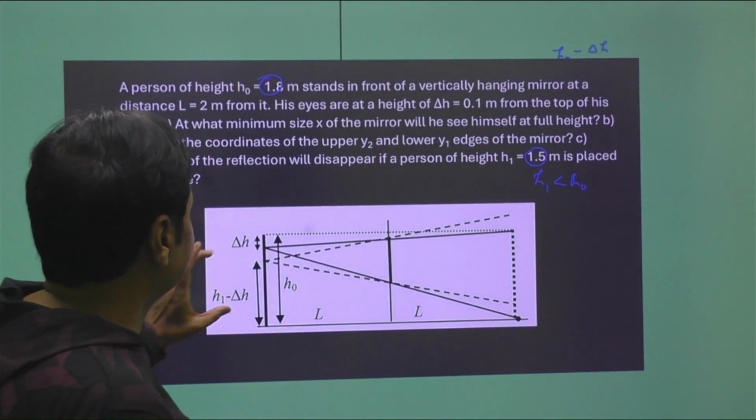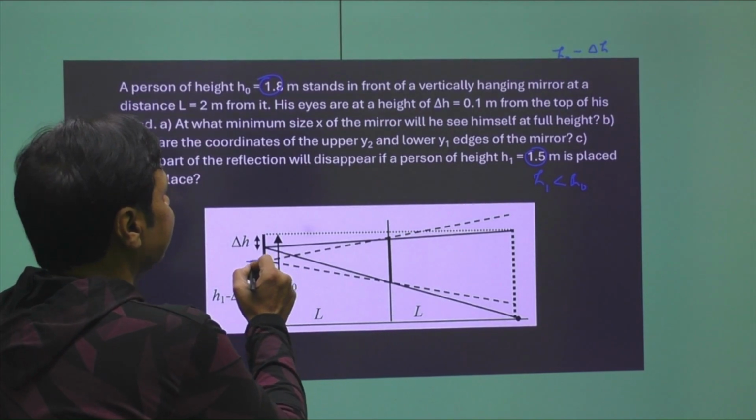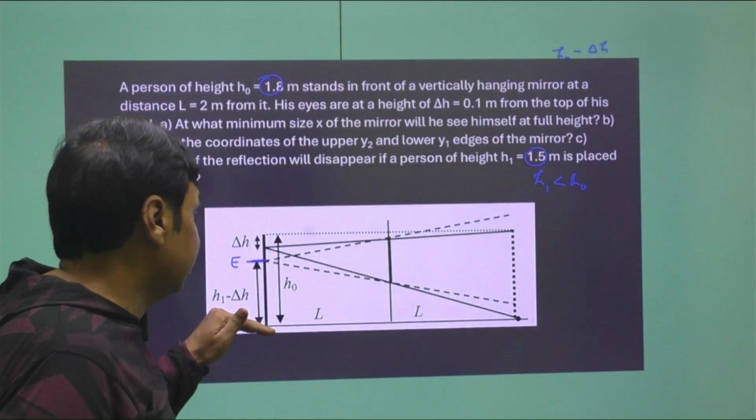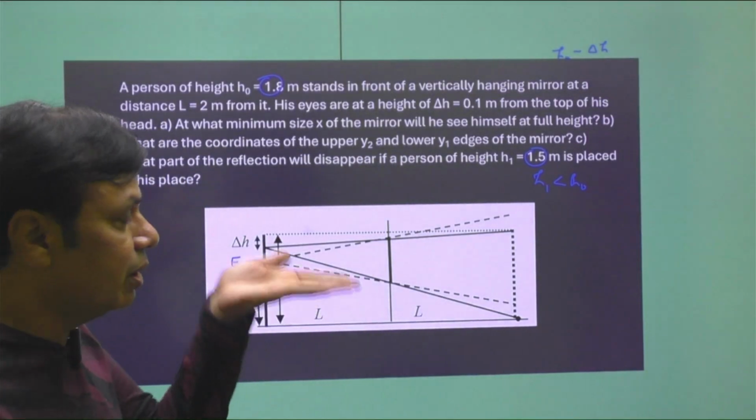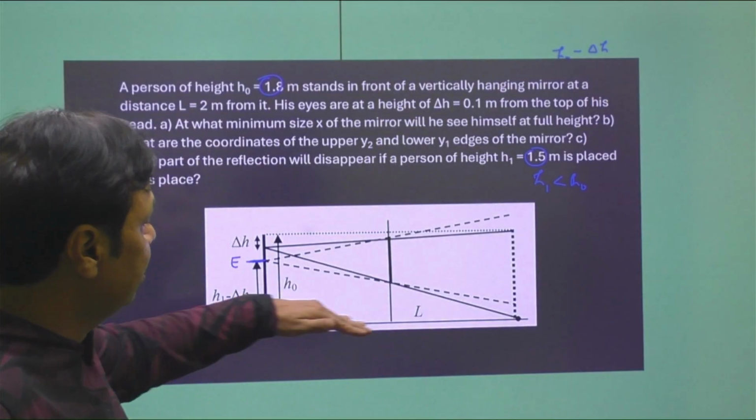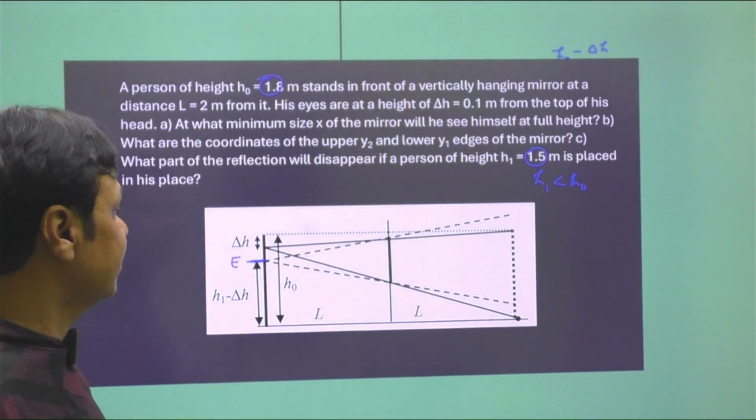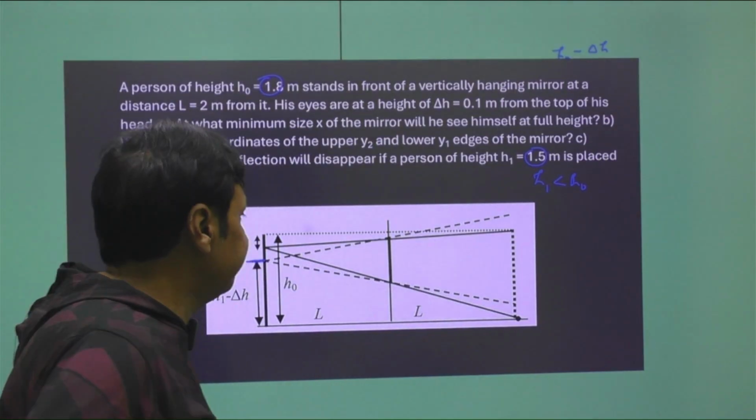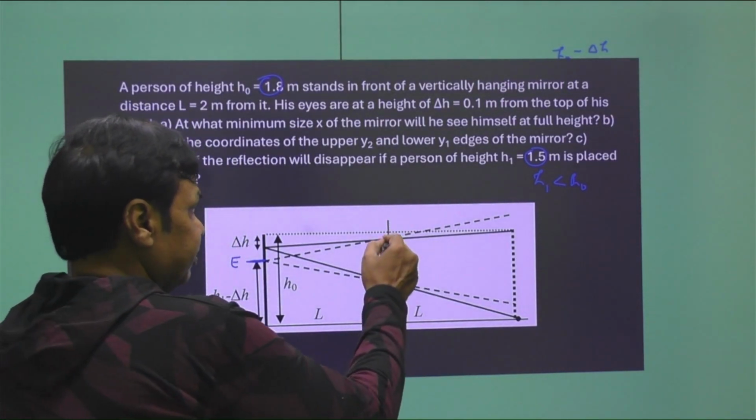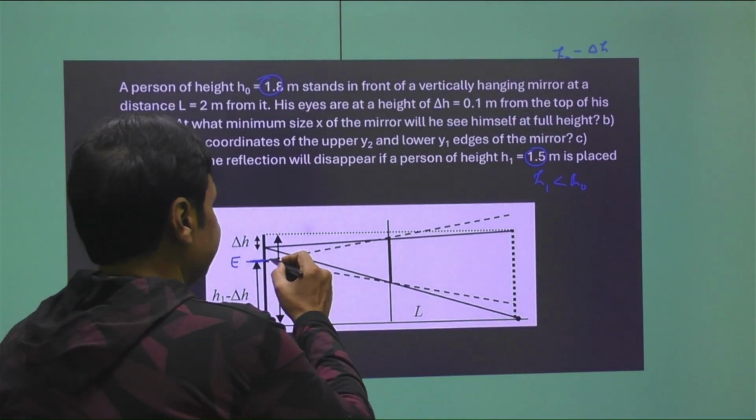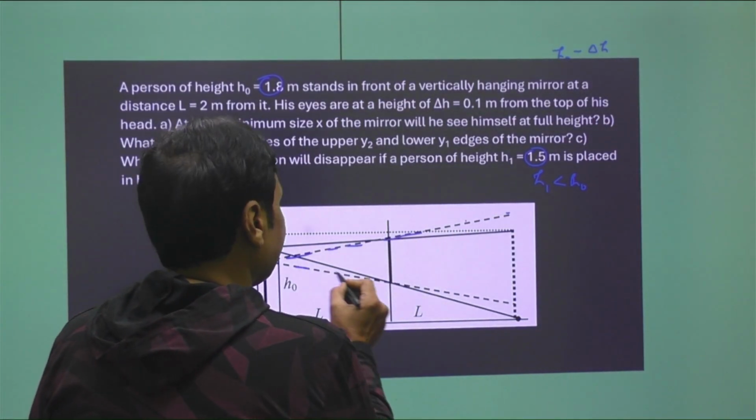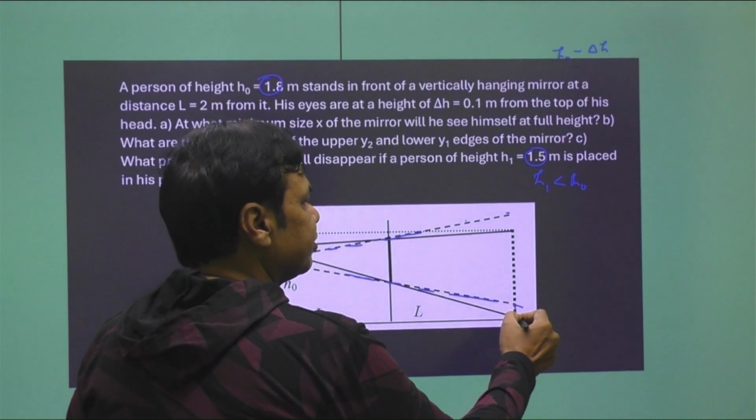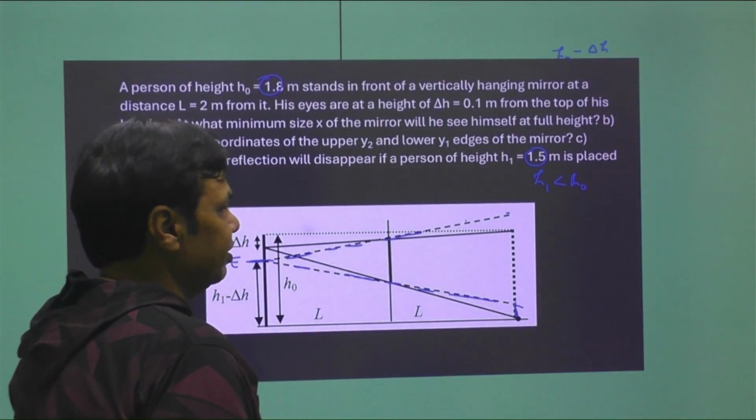So this is the mirror, and I guess in this case the person's eye level will be at a height h1 minus delta h above the horizontal surface. So this is the eye level of the object of height h1, that is 1.5 meter, and the mirror is going toplane its image, the image will be found like this. So this length is missing.